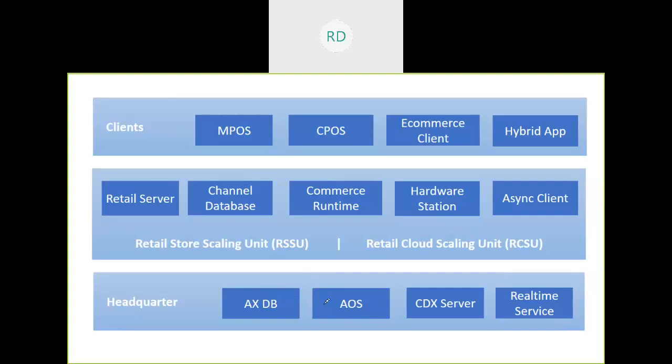Along with AXDB, there will be AOS server. AOS is the application object server. That is the server for finance and operation, where all the components of finance and operation will run. There will be a third component, that is the CDX server. CDX in the sense Commerce Data Exchange. The Commerce Data Exchange server is responsible for moving the data from the AX database to the retail channel database.